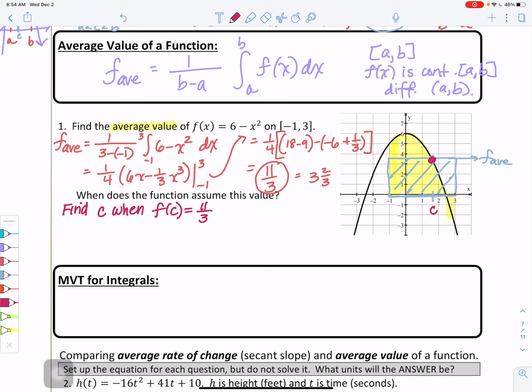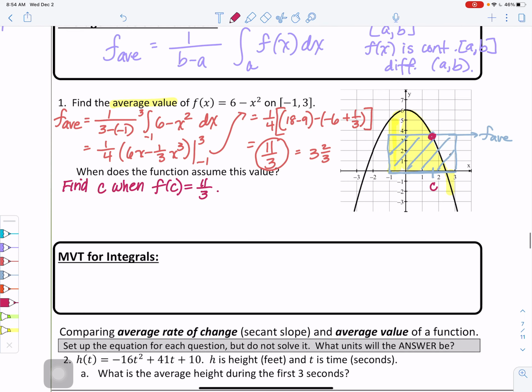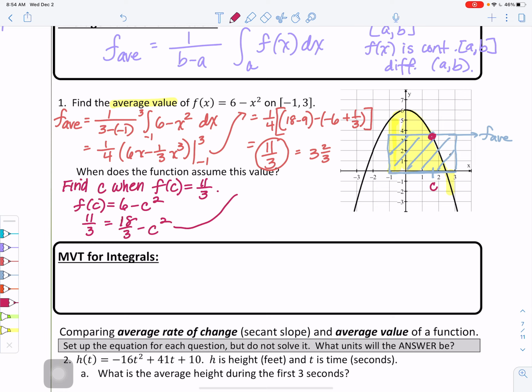What is that x value on that graph that corresponds to our average value? So find c when f of c is equal to 11/3. So f of c is equal to 11/3, and f of c is 6 minus c squared. So we would have 11/3 equals 6, which is 18/3, minus c squared.